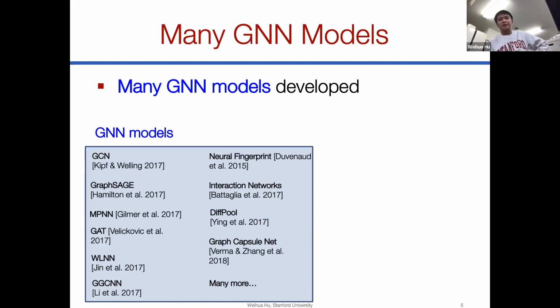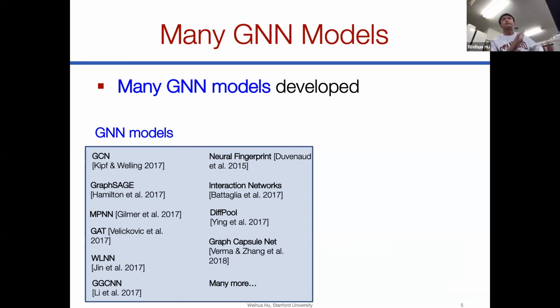So even before the start of my PhD, many graph neural network model architectures had been proposed. Some representative models are shown here, like graph convolutional network, GraphSAGE, message passing neural network, graph attention network, so on and so forth.